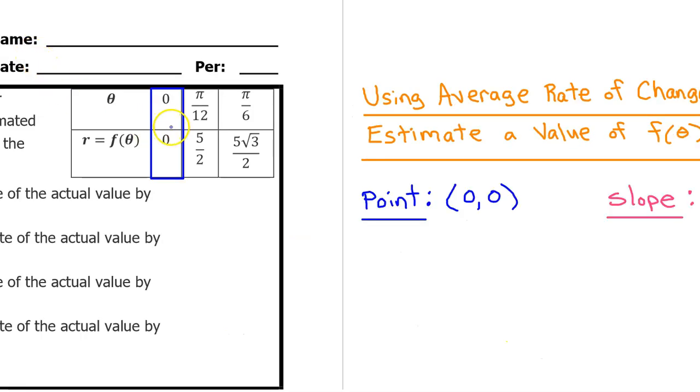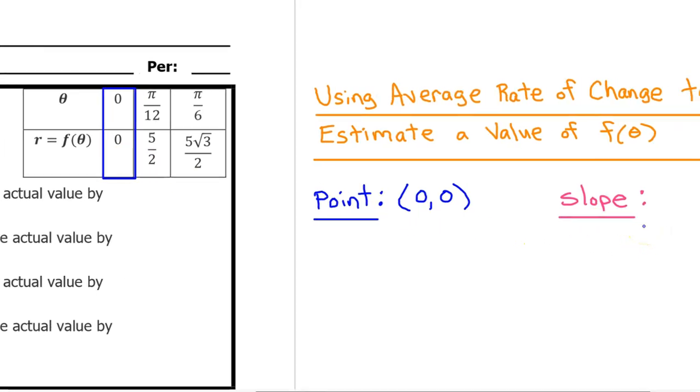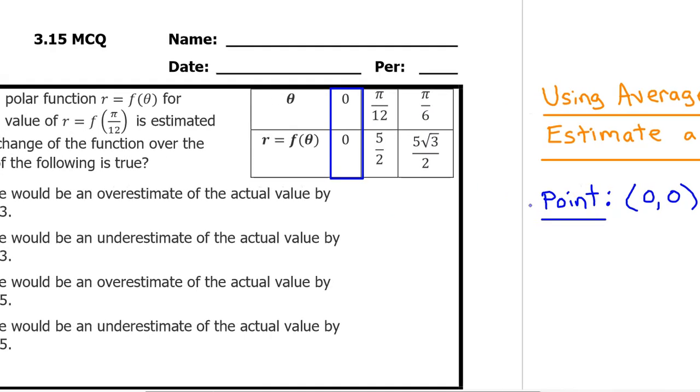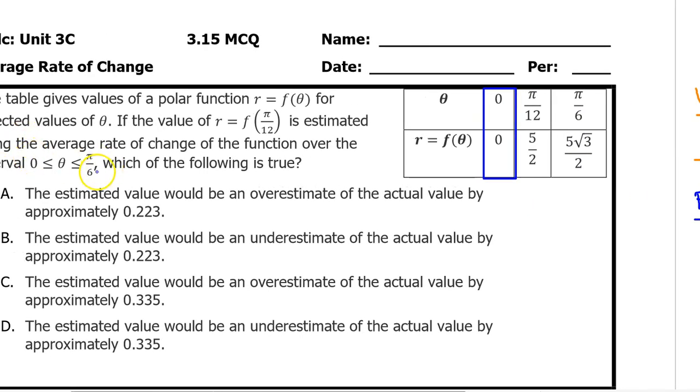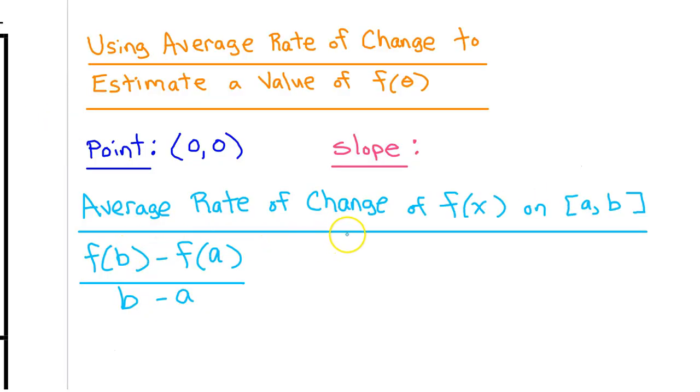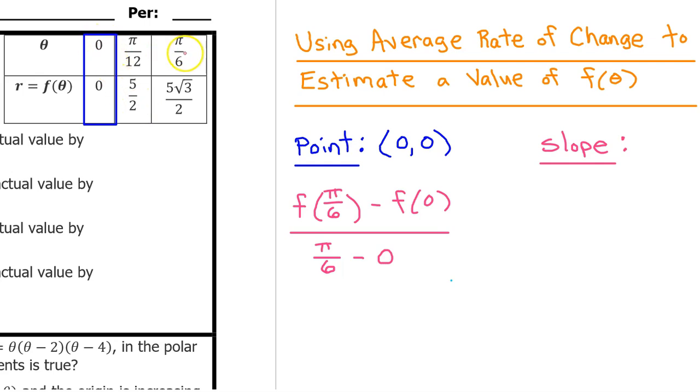Since we can use any known input-output pair for the point, why not keep it simple and use the point 0, 0? For the slope, we need to calculate the average rate of change on the interval from 0 to pi over 6. Way back in topic 1.2, we learned that the average rate of change of f on the interval from a to b is given by f at b minus f at a divided by b minus a. So on the interval from 0 to pi over 6, the average rate of change of f will be f at pi over 6 minus f at 0 over pi over 6 minus 0.